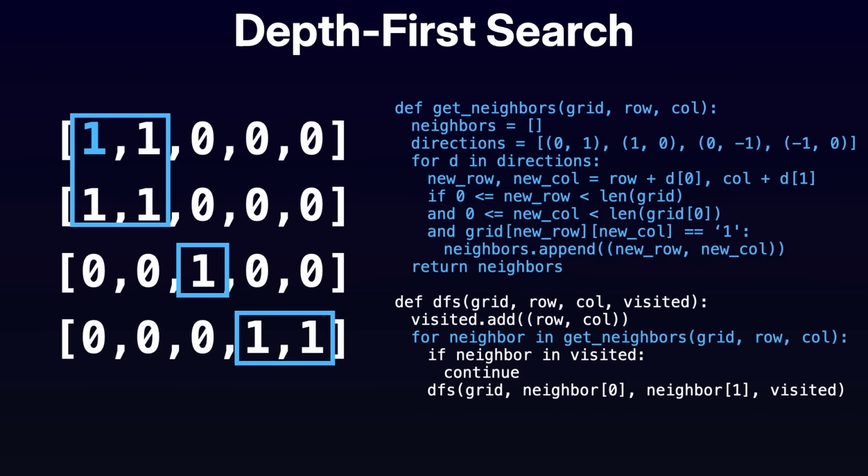During the DFS, we mark each visited cell by changing its value to 0 to ensure we don't count it again. Once all connected cells for that island are visited, we increment the island count and continue searching the rest of the grid. This process ensures that we explore each island once and count it correctly. By the end, the total number of initial DFS calls we make, not including the recursive calls, equals the number of islands.